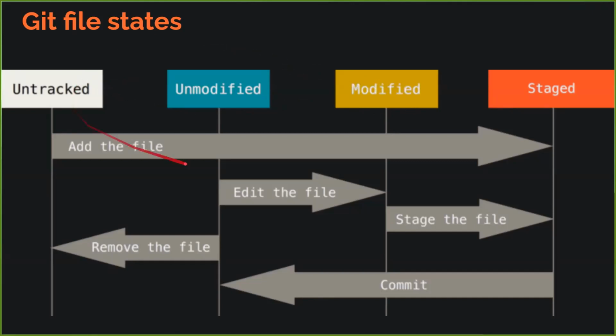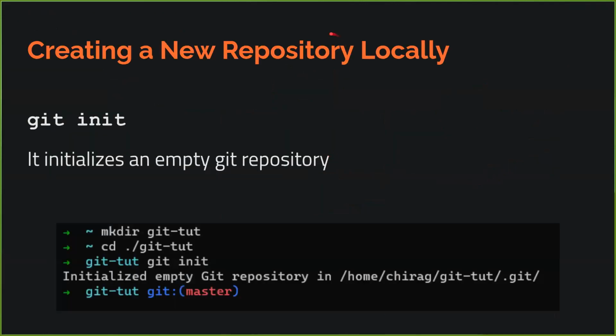So these are the three states, right? And then there is a staged state. The staged state is all those files that you would be committing in the next commit. I'll be saying that these files are working fine, take them and checkpoint them. We'll be talking about this more in detail. So let's start with Git now.